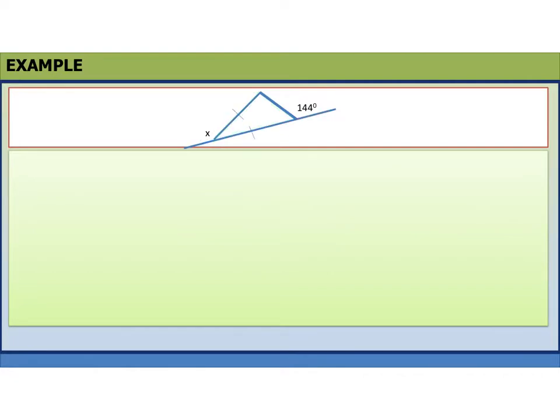Okay, so this question looks very similar. However, you're only given the angle outside the triangle. So we're going to start in the same way we did last time. We're going to do 180 take away 144, which is 36. So we find that this angle is 36. Now, these little dashes tell us that these two sides are the same length. So if these two sides are the same length, these two angles must be the same size. So this angle here is also 36.